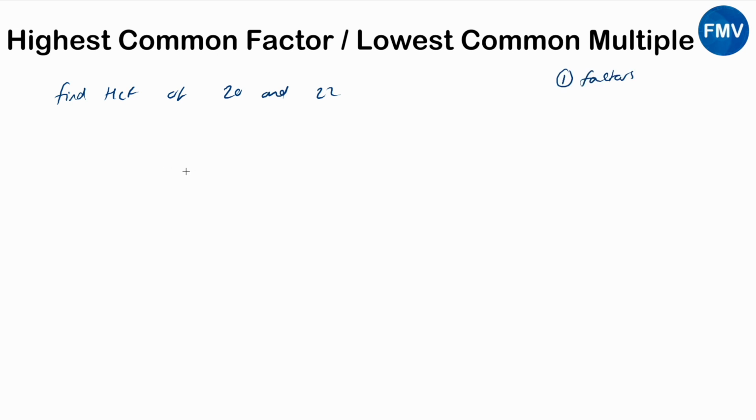Step 1 is to find the factors of each number. If we look at 20 and split that into its factors: 1 and 20, 2 and 10, 4 and 5, you can't go any further than that. 22: 1 and 22, 2 and 11, and that's as far as that goes as well.